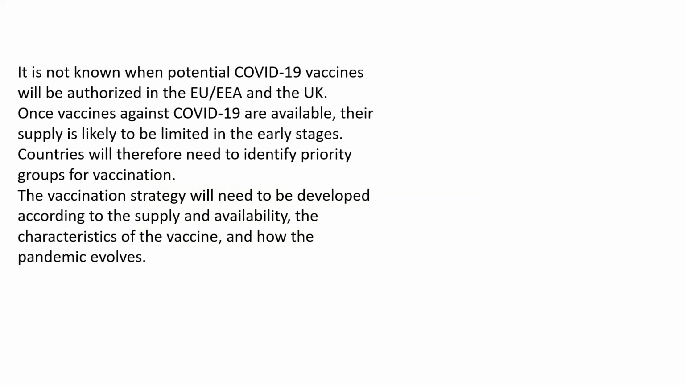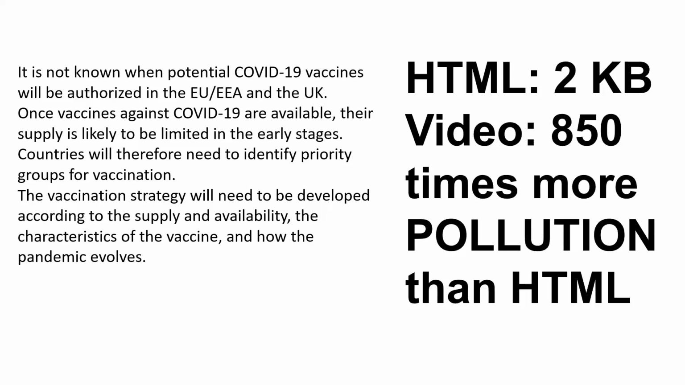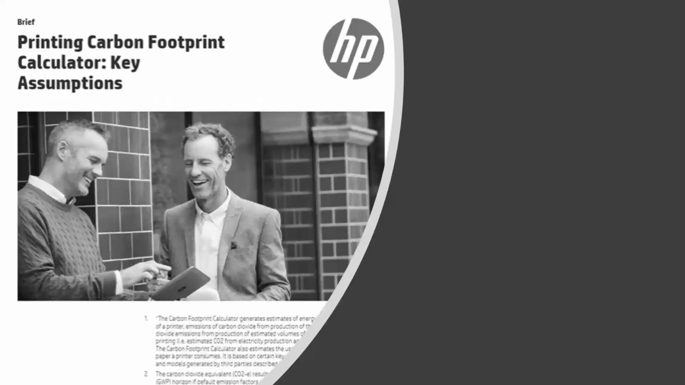This is the text, right? The text is 2 kilobytes. So the video is 850 times more polluting than the text. The text is 2 kilobytes. The video is 1.7 megabytes. Did we need a video for that? Did we need a video to communicate that information? Is it not just better communicated as a bunch of text?